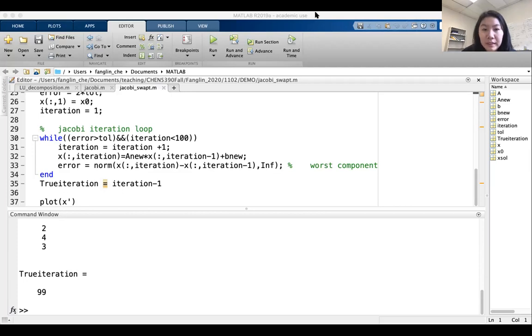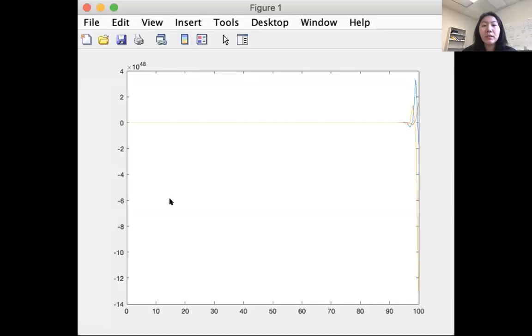And if we see the pictures, this is the picture generated from MATLAB. We see that we couldn't reach the final answers. It just couldn't converge. You can see this going to 10 to the 48. That is insane. That is not possible. That means the Jacobi iteration does not always work.